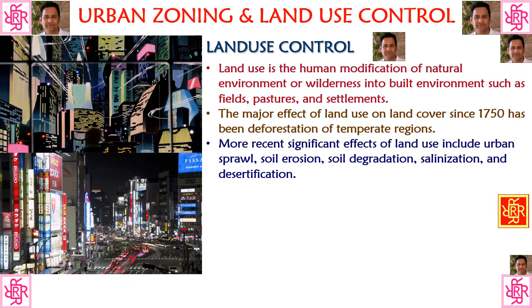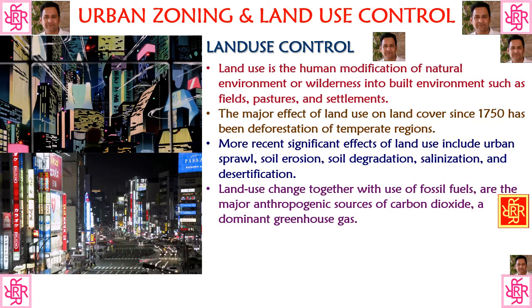More recent significant effects of land use include urban sprawl, soil erosion, soil degradation, salinization, and desertification. Land use change together with the use of fossil fuels are the major anthropogenic sources of carbon dioxide, a dominant greenhouse gas.